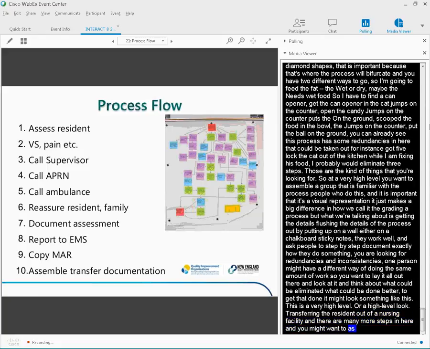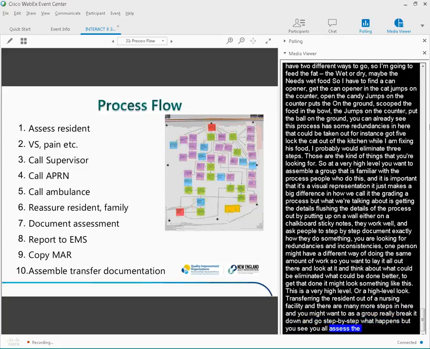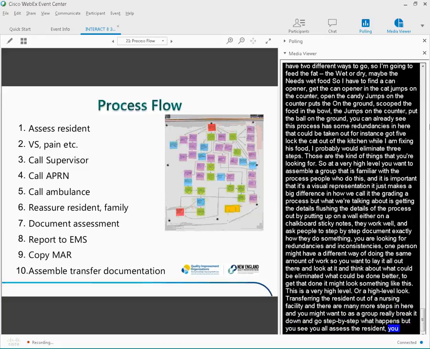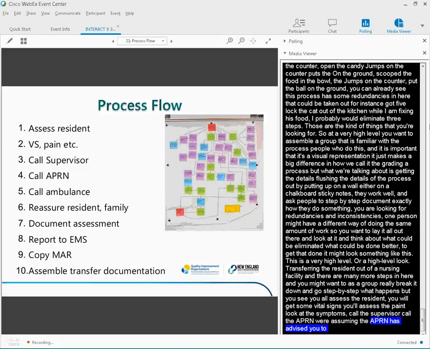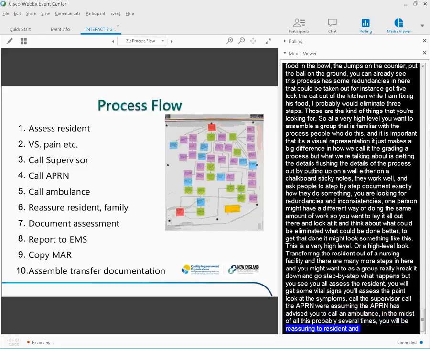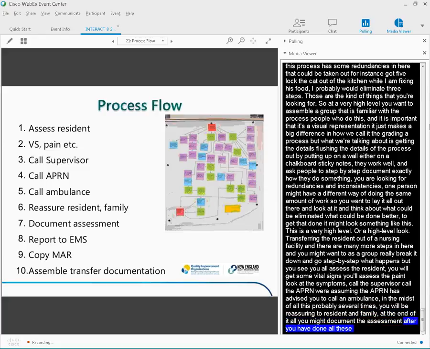But you see, you're going to assess the resident, you're going to get some vital signs, you're going to assess his pain, look at his symptoms, call the supervisor, call the APRN. We're assuming the APRN has advised you to call an ambulance. In the midst of all this, probably several times in this type of process, you're going to be reassuring your resident and family. At the end of it all, you might document the assessment after you've done all these other things, report out to EMS when they come, and then you start copying the MAR and assembling the documentation.